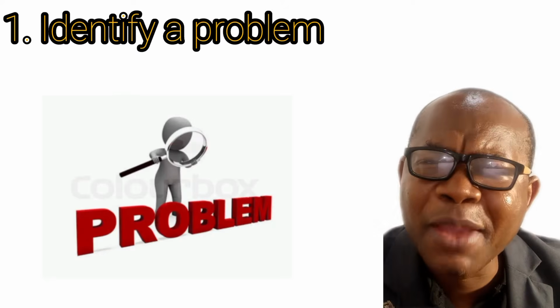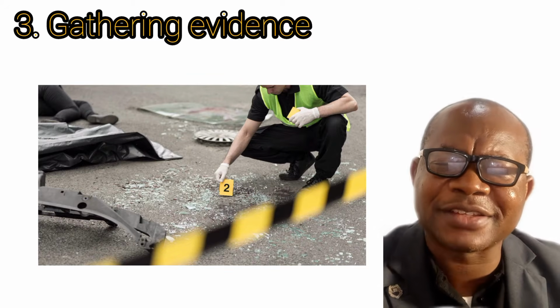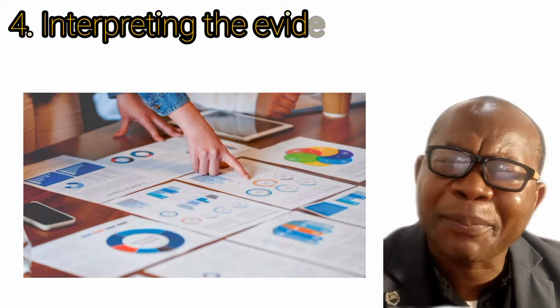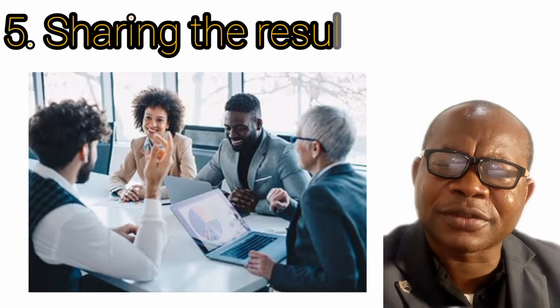Number one is identifying a problem. Number two is asking a focused question. Number three is gathering evidence. Number four is interpreting the evidence. Number five is sharing the result. Once you understand that research is a process, not magic, everything becomes easier.